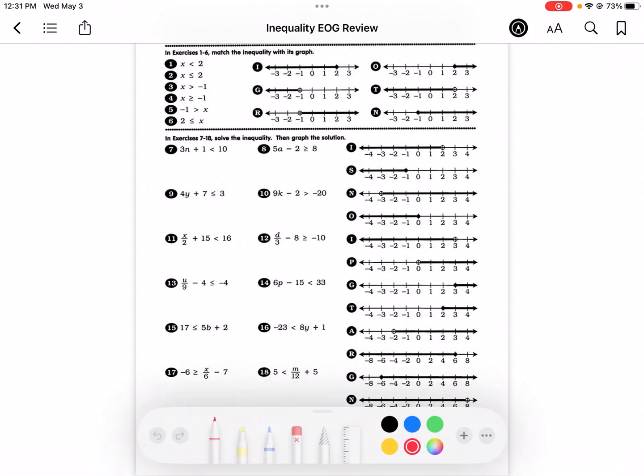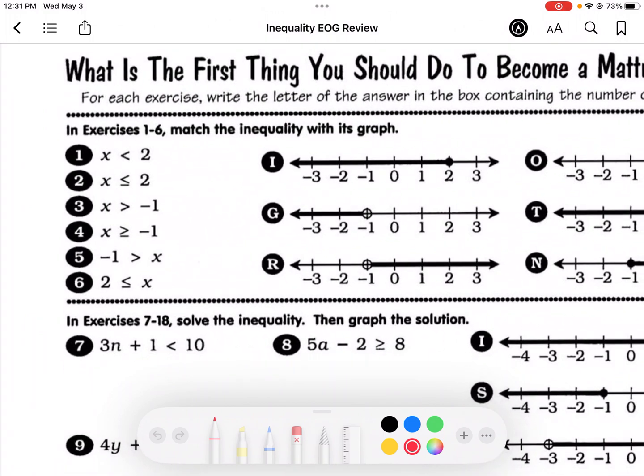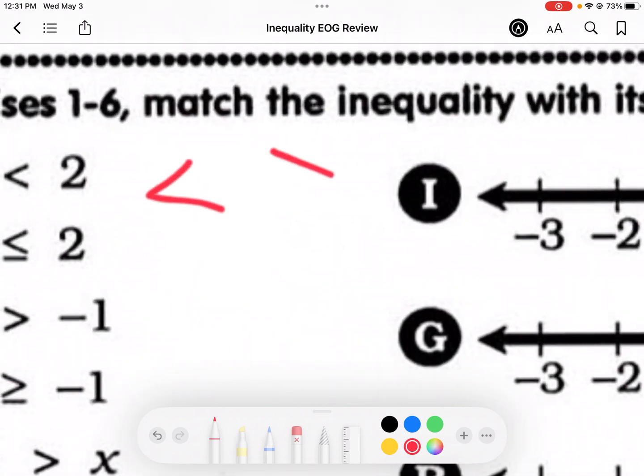Hi everyone, so today you're going to work on an inequality EOG review on one side and then surface area on the other. So for the first 6, you're going to match your graph with the inequality. If you remember, if you have an open circle, you need greater than or less than. And a closed circle is going to have a line under it.